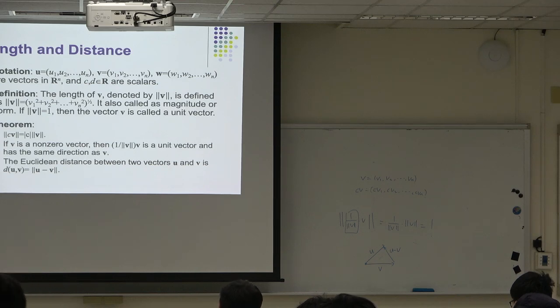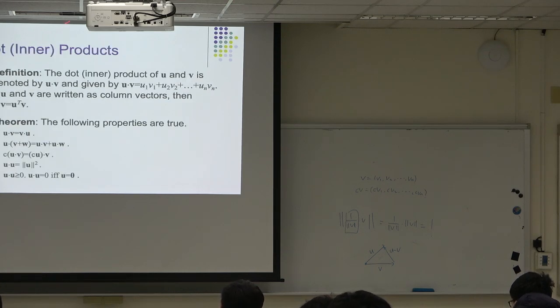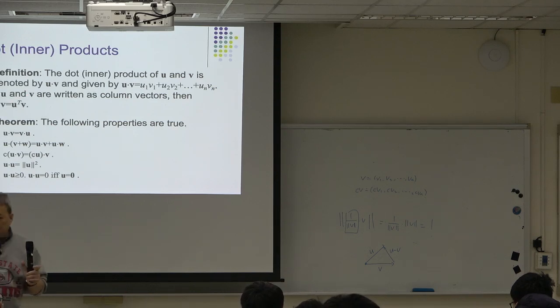And then the inner product. The dot or inner product of u and v is defined as u dot v, given by this formula. If you represent u and v as column vectors, then u dot v is written as u transpose times v, because this one is the dot or inner product of two vectors, but that one is going to be matrix multiplication.